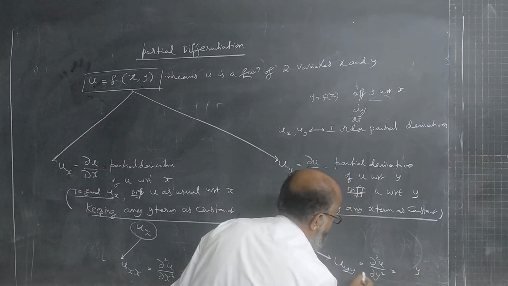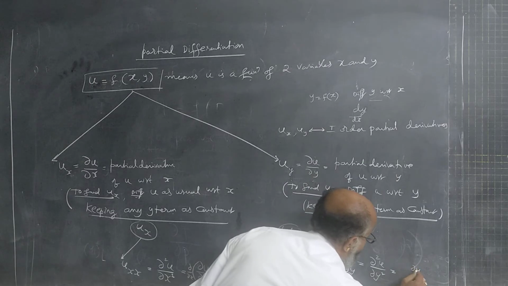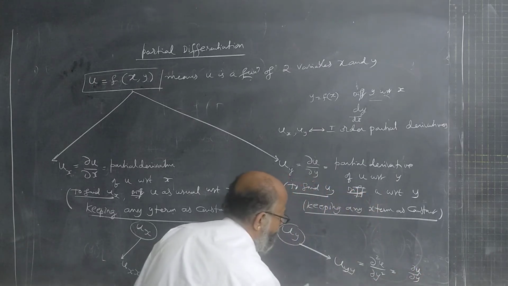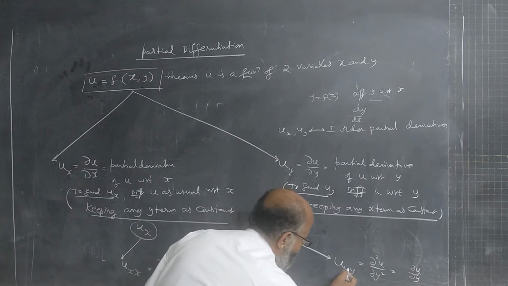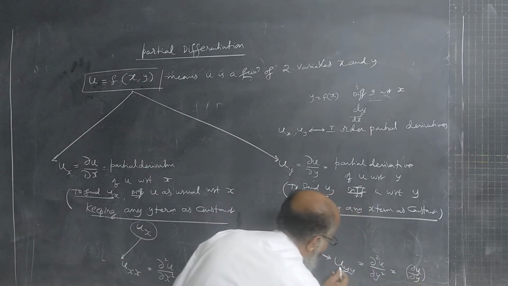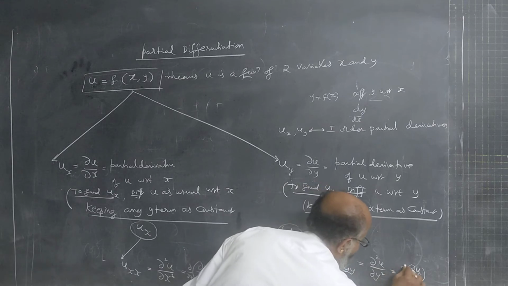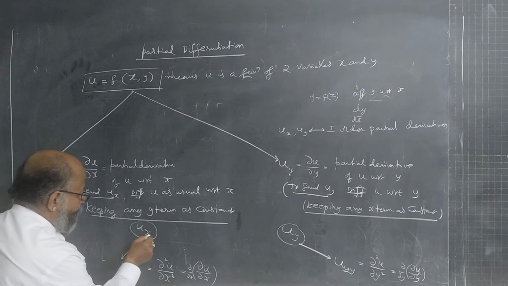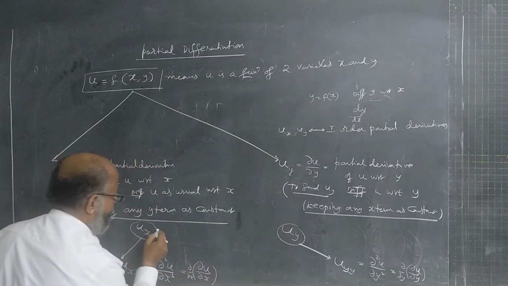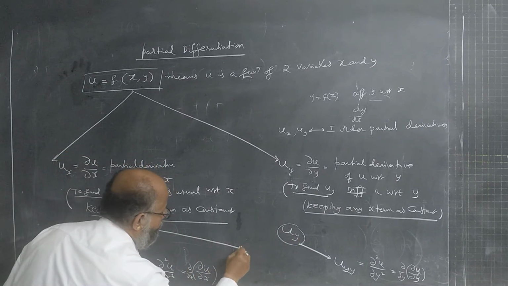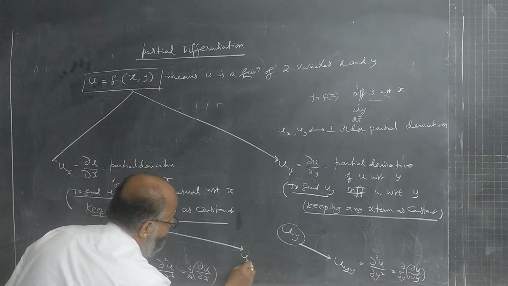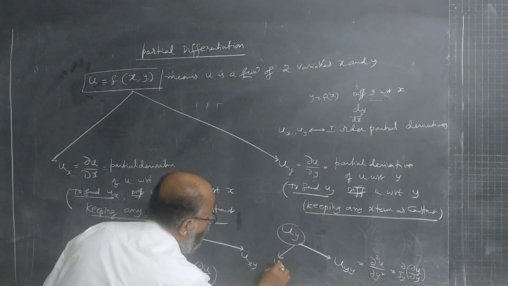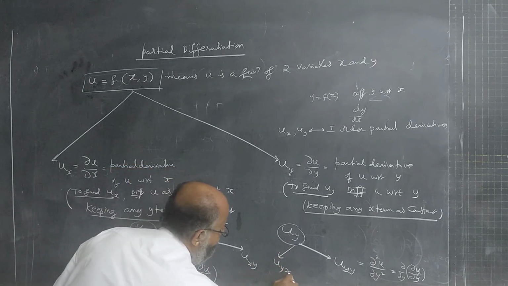Take y. First you want uy. Uy means you find delta u by delta y. U double y means take uy, and you again differentiate partially with respect to y. That means delta by delta y. Now observe here, ux is there and uy is there. You can generate one more term when you differentiate ux with respect to y, or you take uy and differentiate partially with respect to x.